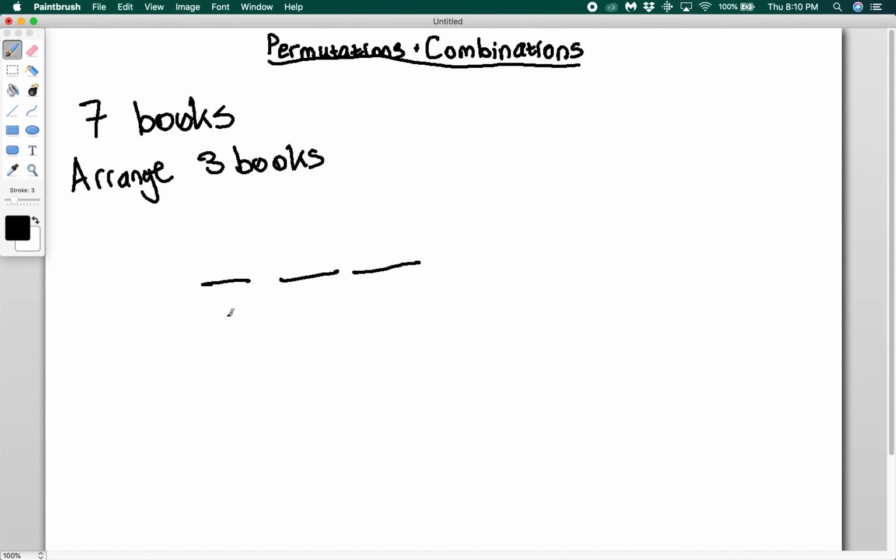In my first bucket, I have 7 books to pull from. So I could put any of those books in this spot. I have 7 options here. In the second slot, I've now put a book into the first slot, so I only have 6 books remaining. So I can put 6 books in the second slot. And in the final slot, now I'm down to 5 books. Based on this, I can just multiply these together, and this gives me 210 different ways to arrange books.